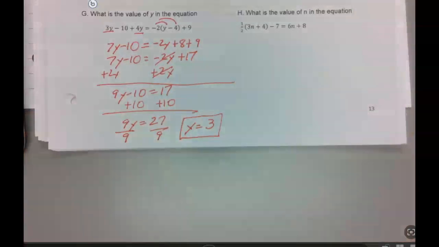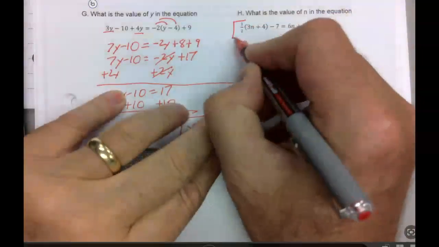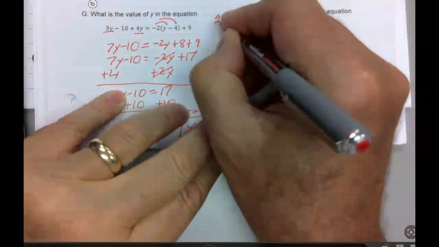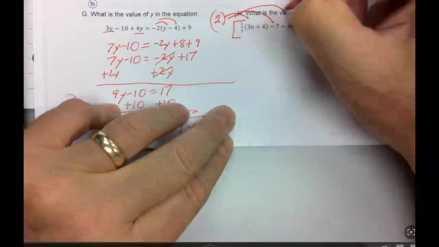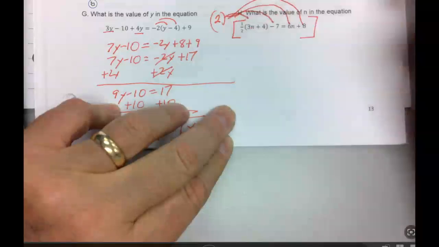All right, look at H. So we have some fractions, don't we? How many fractions do we have? 1. So when you have one fraction, you're going to multiply everything by the denominator. So I'm going to multiply everything by 2. Here, here, here, and here.